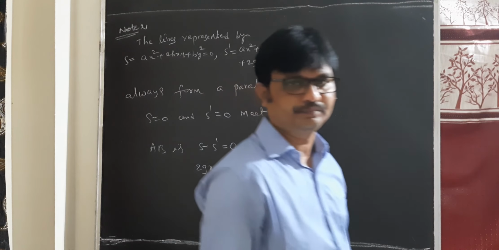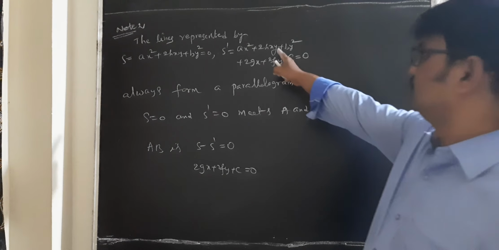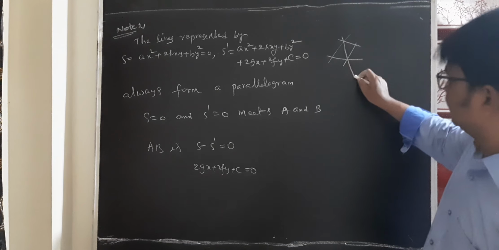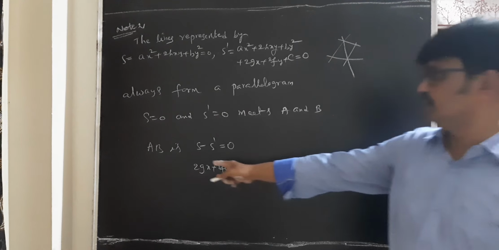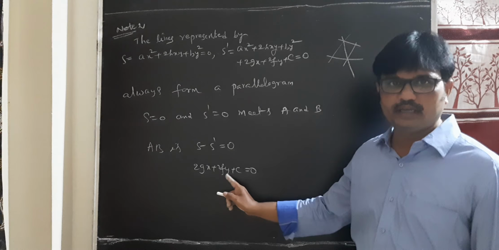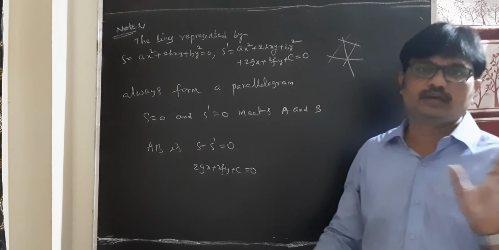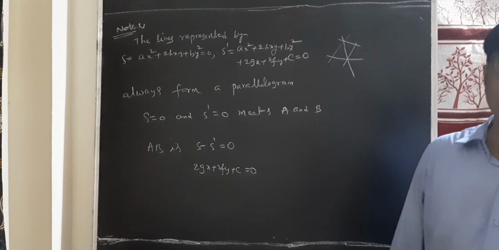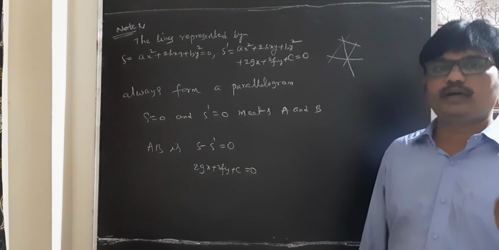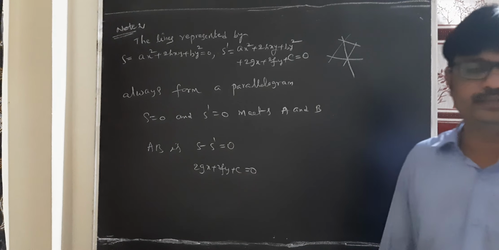Okay students. Now, students, these two intersect at A and B. Therefore, dear students, the equation of AB is S minus S dash equal to 0, that is 2gx plus 2fy plus c equal to 0. This is the diagonal which is not passing through the origin. Okay students, the equation of the diagonal not passing through the origin is 2gx plus 2fy plus c equal to 0. Okay students.